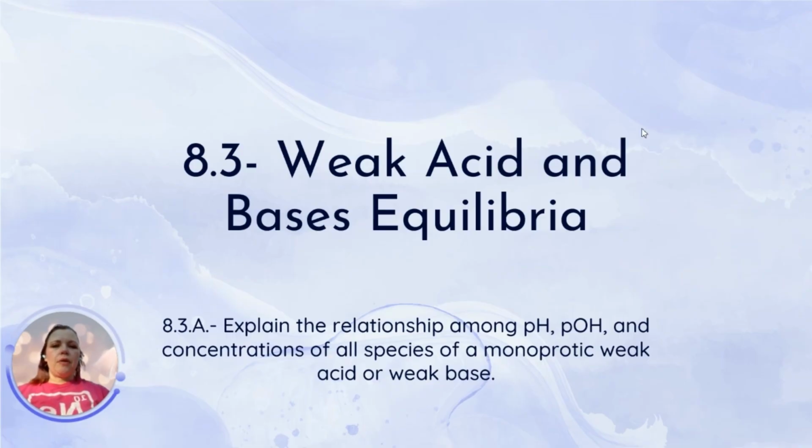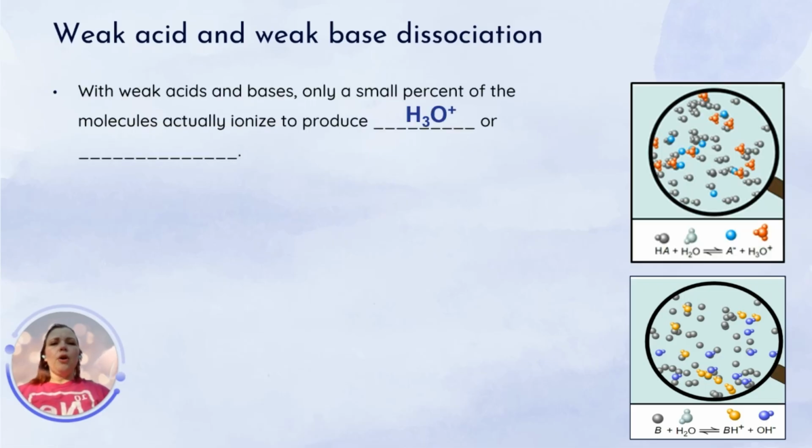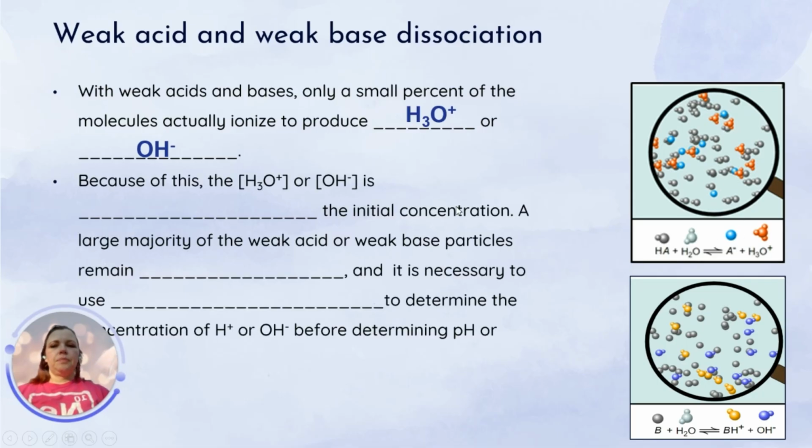So if you remember, we have already talked about strong acids and strong bases. Strong acids and strong bases fully dissociate, whereas weak acids and weak bases only partially dissociate. So only a small percent of the molecules actually ionize to produce H3O plus or OH minus, as you can see on the images over here. Most of the molecules remain in their undissociated form, which you can see in both cases as gray. And then a part of them will actually proceed to form the products.